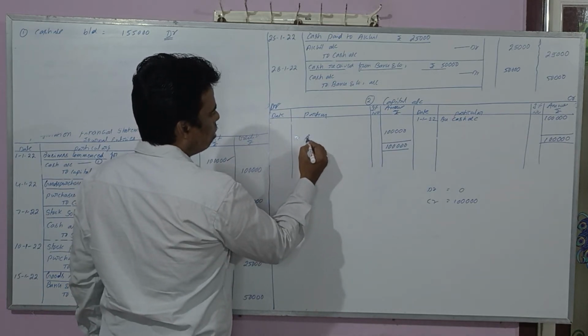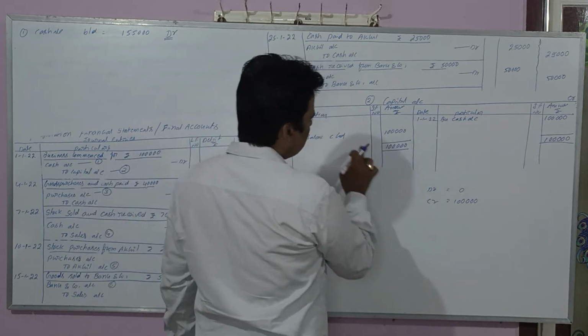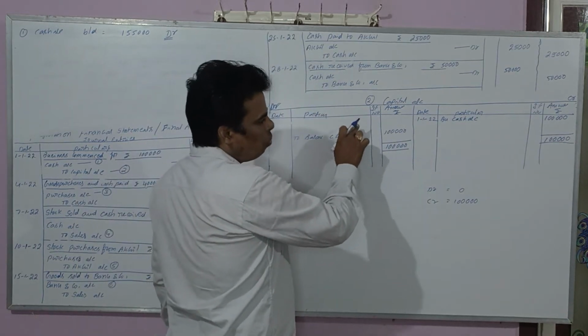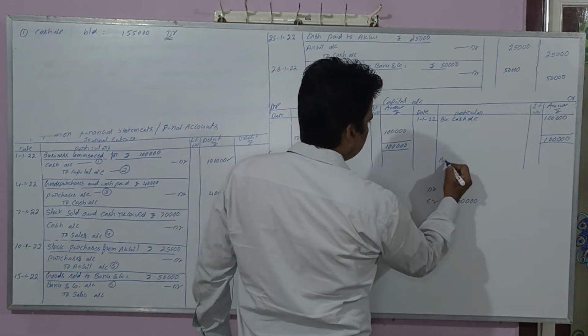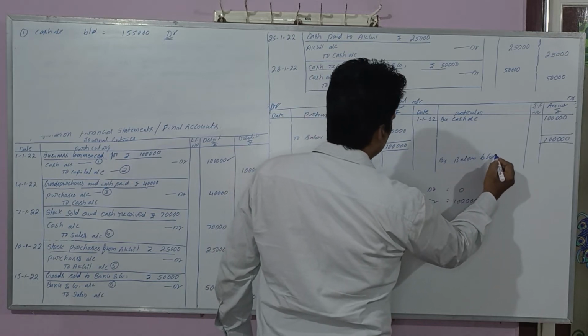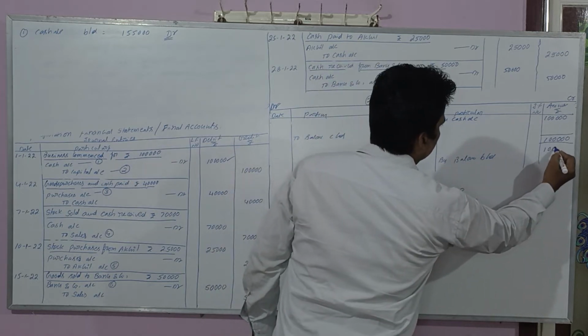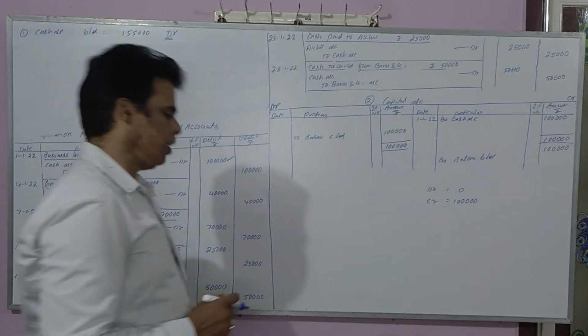So to balance carried down, immediately the carried down amount is brought down on the opposite side. So by credit side, by balance brought down, that amount is 1 lakh. So the capital account is completed.